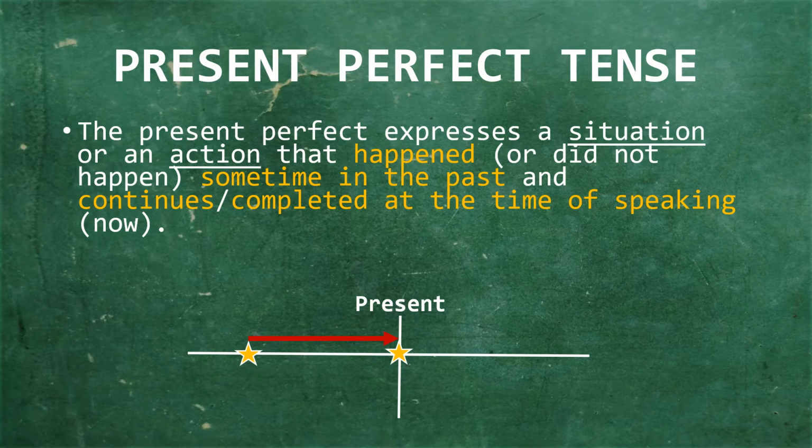The present perfect expresses a situation or an action that happened or did not happen sometime in the past and continues or is completed at the time of speaking, which is now. So this is represented in the illustration below. The red arrow here shows us that the action took place somewhere in the past, with this star here, and continues or is completed until the time of speaking, with the star here at the center.